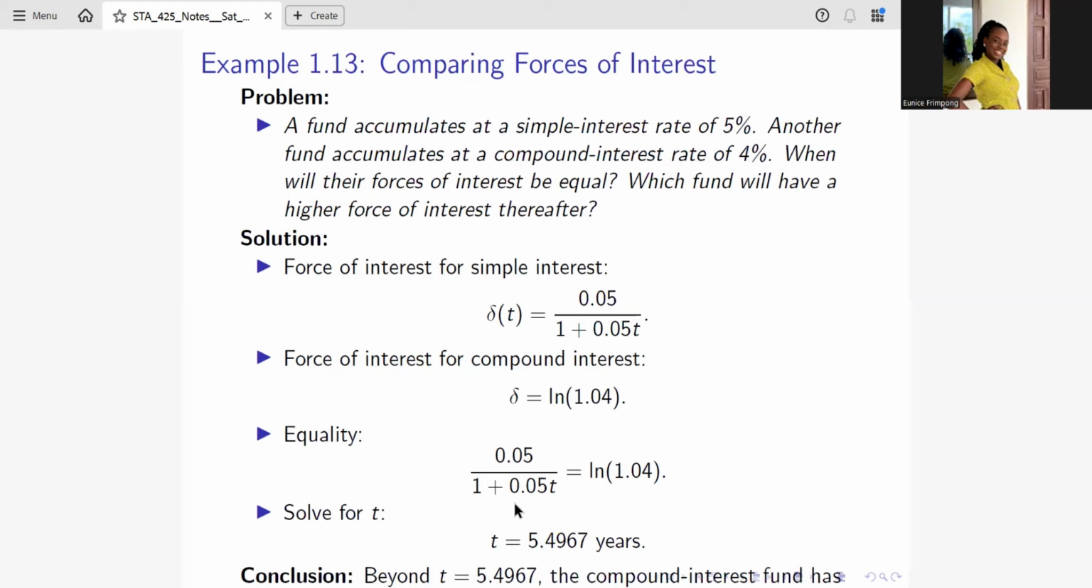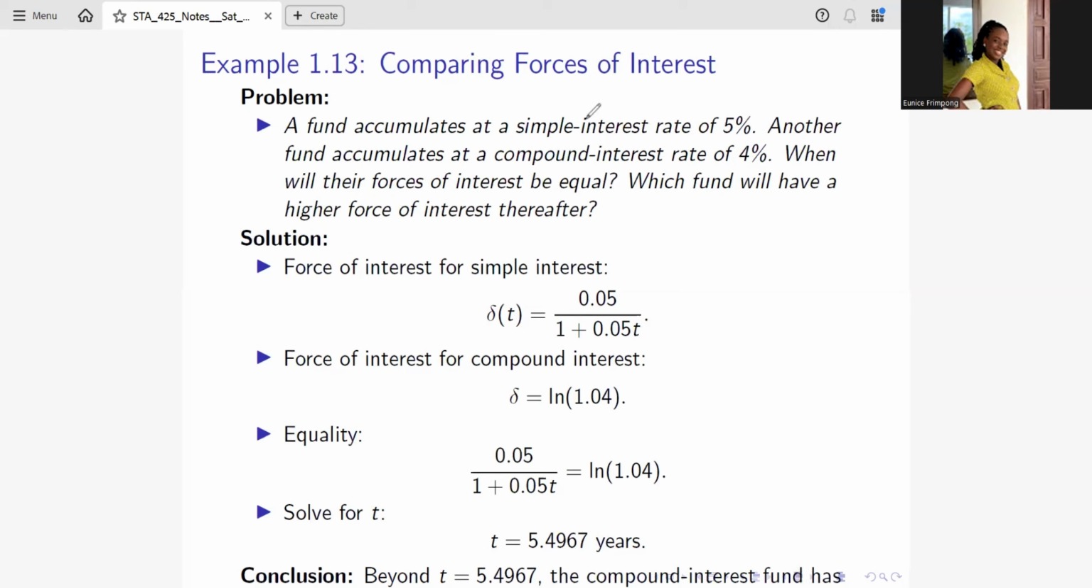I repeat, a fund accumulates at a simple interest rate of 5%. Another fund accumulates at a compound interest rate of 4%. When will their forces of interest be equal? Now, which fund will have a higher force of interest thereafter? So one fund has simple interest, another fund has compound interest. We want to know when their force of interest will be equal. When, which means time, okay? So we're trying to look for that value of t where the force of interest for fund A and the force of interest of fund B are equal.